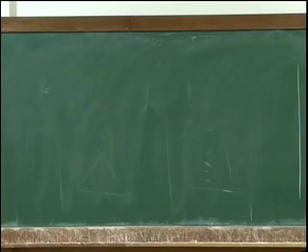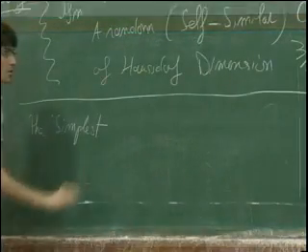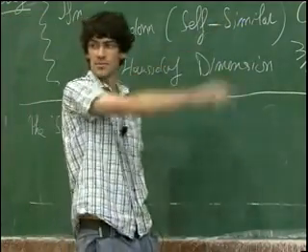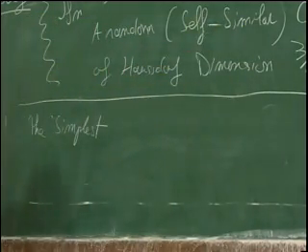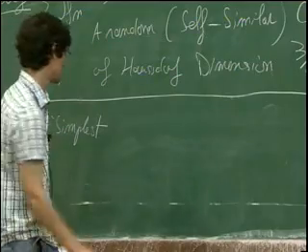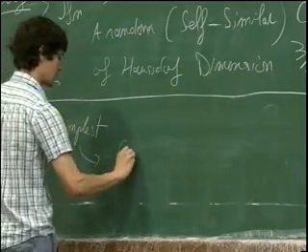So since we believe that this should be a little bit like a random Cantor set, let's take the simplest model of a self-similar Cantor set in this domain. And the simplest one is basically Galton-Watson trees.